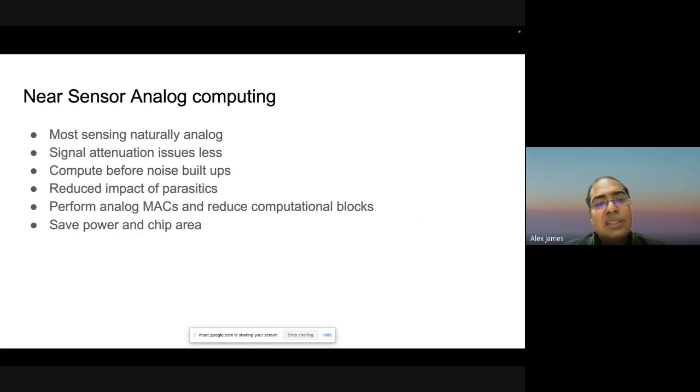So that's what near sensor analog computing is. The input signals that you would have are natural, so there are fewer issues of signal attenuation, noise buildup is less, and you have a reduced impact of noise. You can perform more complex operations like analog MAC, and reduce the computation blocks required to implement those. You can save on power and chip area and things like that. MAC is a multiply and accumulate operation, which is typically what you need for neural networks.